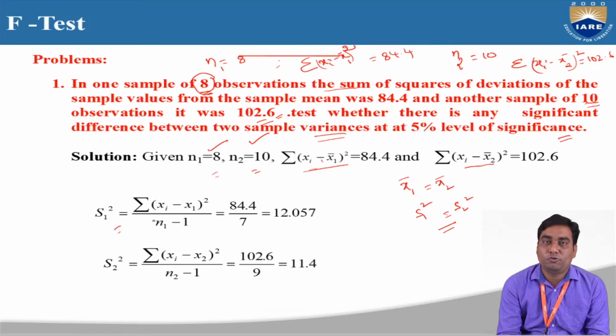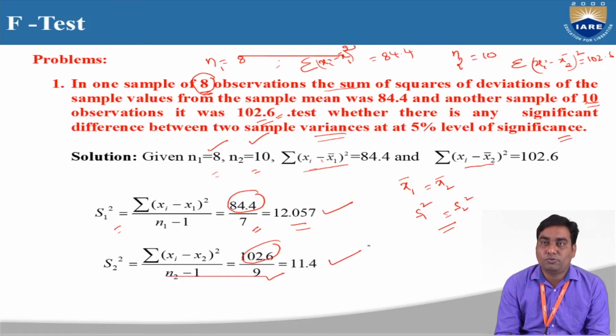S1 square formula, we know that 1 by n1 minus 1 into sigma xi minus x1 bar whole square. Sigma xi minus x1 bar whole square 84.4 is given. The sample size 8 minus 1 is 7. If you simplify, we get 12.057. Similarly, S2 square is sigma xi minus x2 bar whole square by n2 minus 1. Sigma xi minus x2 bar whole square is 102.6, by n2 is 10, that's why 10 minus 1 is 9. If you simplify, we get 11.4.